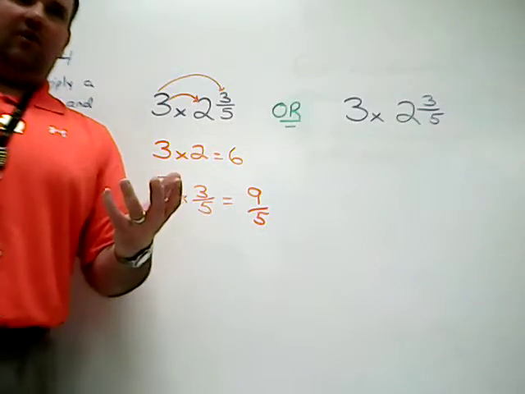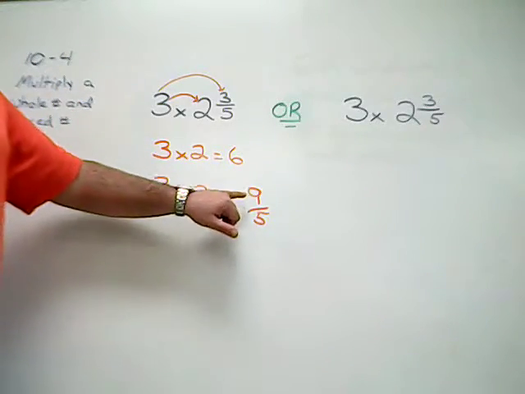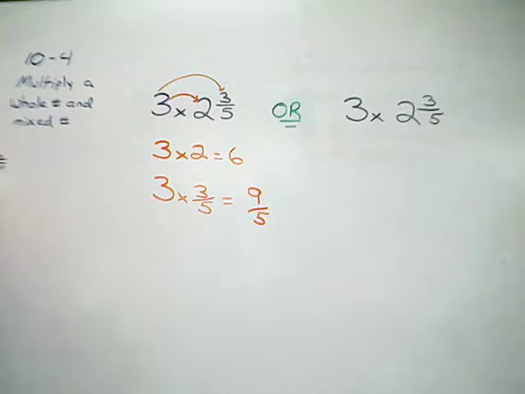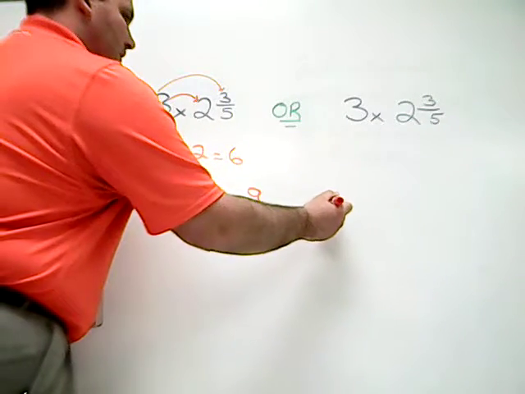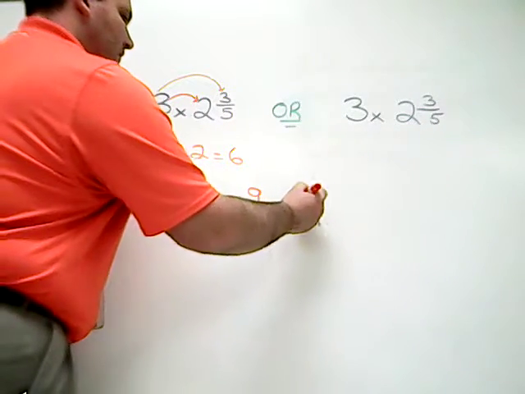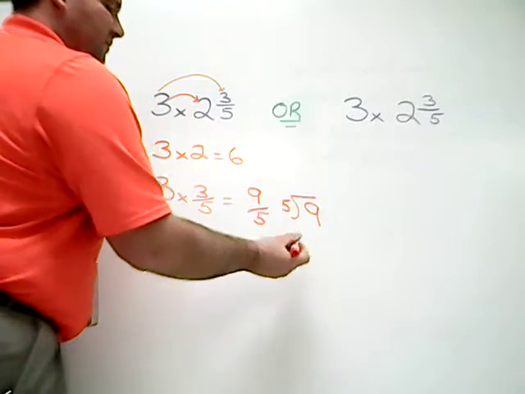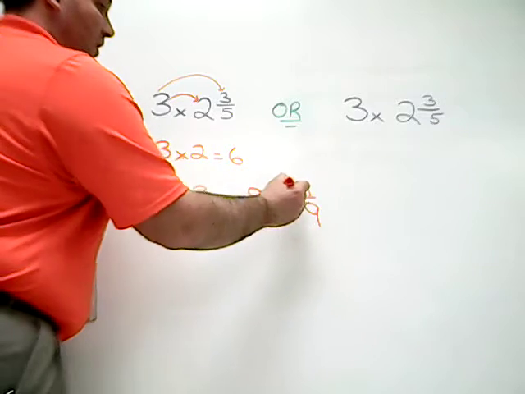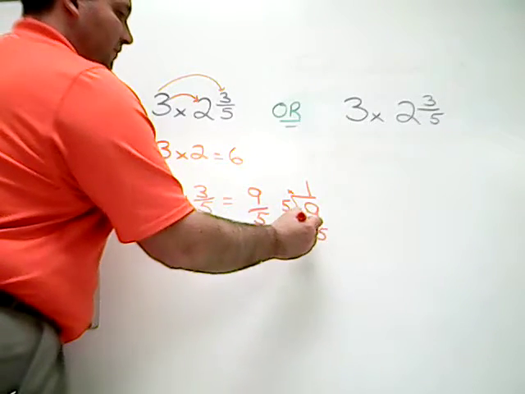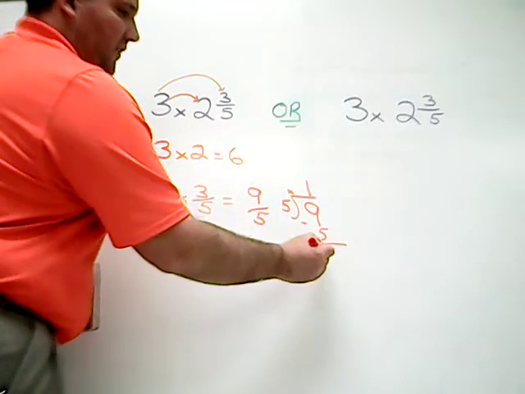As I also know from chapter 10, I can't leave this as an improper fraction. So I'm going to do some real quick division to get a mixed number. 9 divided by 5. 5 goes into 9 one time. 1 times 5 is 5. The difference between 9 and 5 is 4.